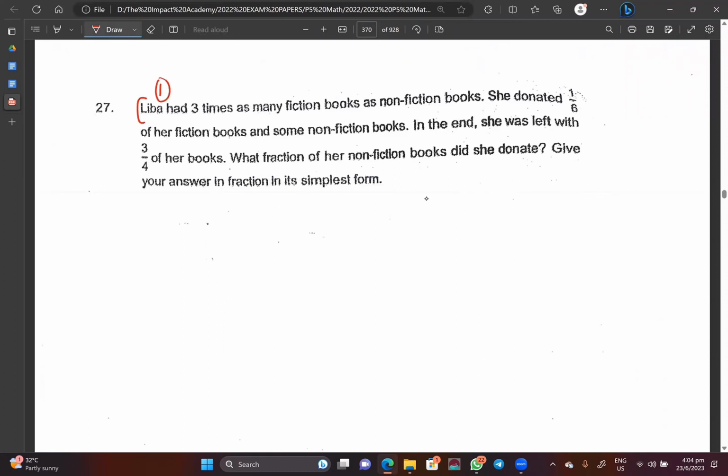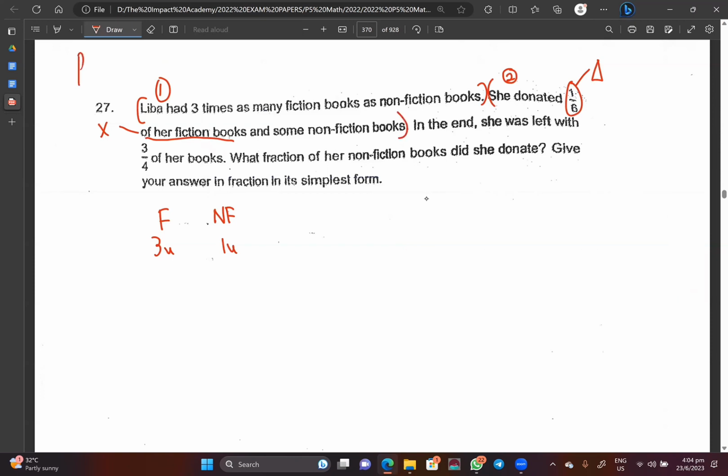Okay, as you can see over here, it says that Viva had 3 times as many fiction books as non-fiction books. So fiction is 3 units, and then non-fiction would then be 1 unit. Okay, so I do not know what the concept is. I have to continue reading. It says that she donated 1/6 of her fiction books. That means to say there is a change over here. So this is the change. The word "of" is very important because I'm going to multiply. Okay, and some non-fiction, which I don't know what it is.